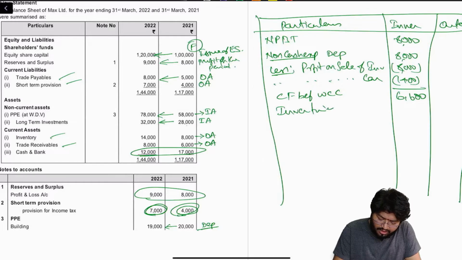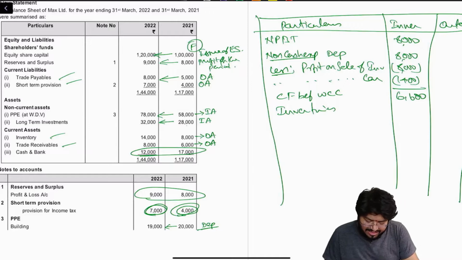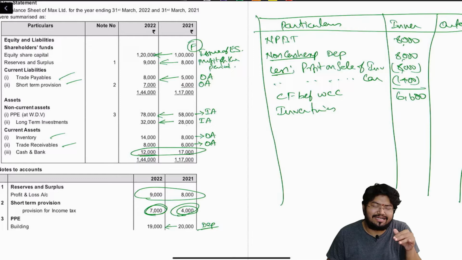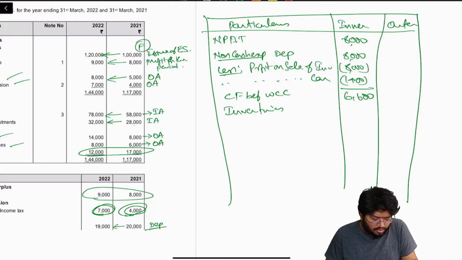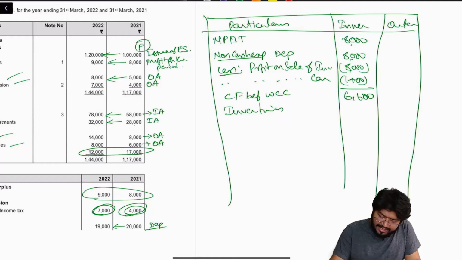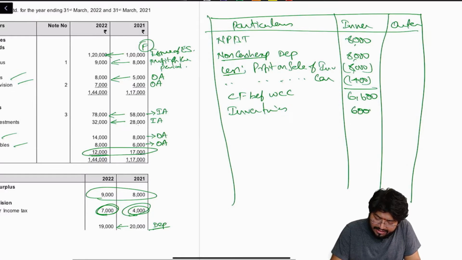Inventories. What happened to inventories? Inventories increase from 8,000 to 14,000. So what happens? Will my cash decrease or increase? What is the relationship between current assets and cash flow? Inverse relationship. So 14,000 is what it increased to. So there would be 6,000 of positive or negative here? Negative. 6,000 negative. Next.